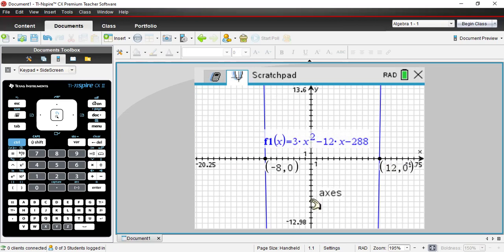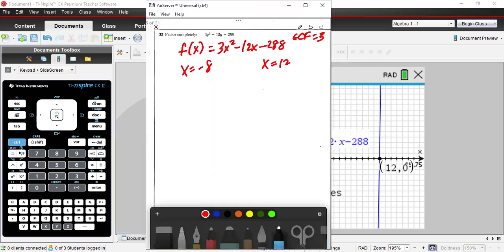So if I go to my paper now, I'm going to set these equal to 0 by adding 8 to both sides. And then on this one, subtracting 12 from both sides. All right, so those are my two factors. So it's going to be x plus 8 times x minus 12. And I take my GCF and put it out front. It's factored completely, and we're done with that one.